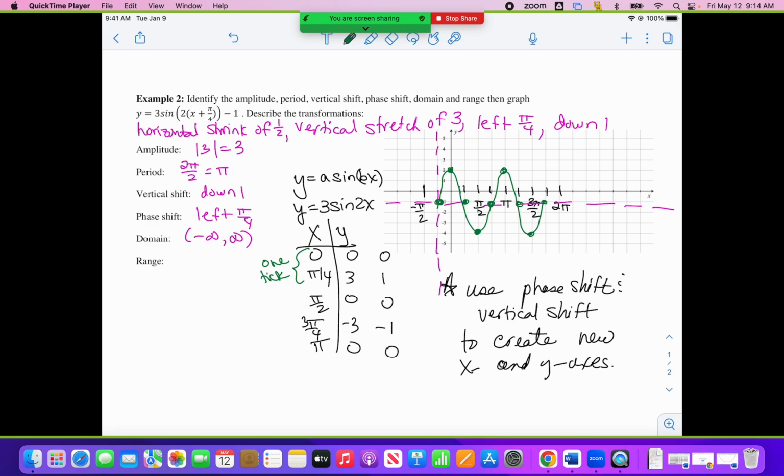So now, what's my range? Yeah, Cal? Well, the range is -3 to 3, but no, it's not -3 to 3. Oh, -4 to 2. -4 to 2. All right, yeah, Cal, what's your question?